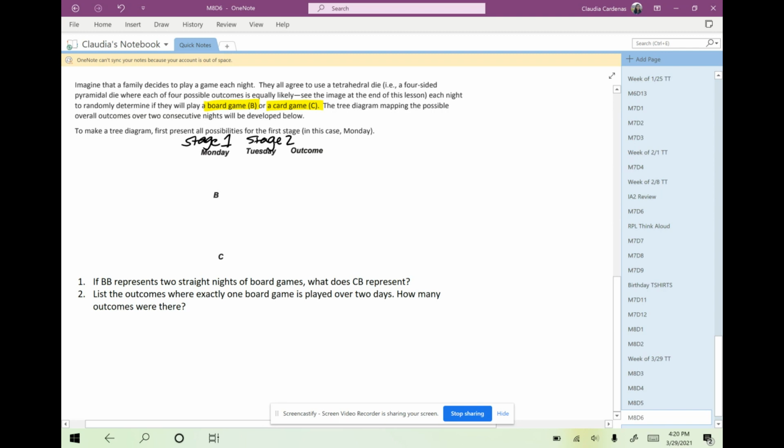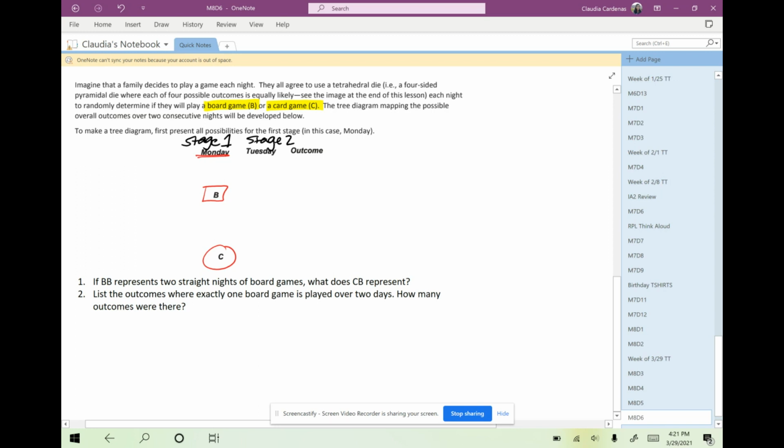In order to start creating our stages, we know that on Monday they have 2 options to play. They can play board games or they can play card games. So they have B for board games or C for card games. These are the only options they have, and therefore Monday is done. To move on to Tuesday, we need to think about what could happen if on Monday they played board games first. They could still play board games or card games on Tuesday.